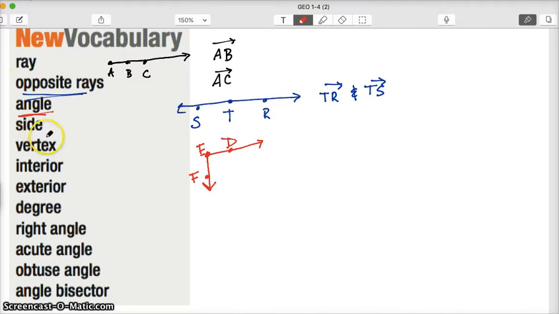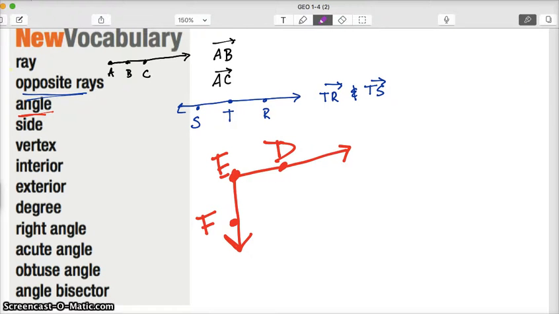And so now the next several terms are going to relate to this angle that we're going to look at. So let me make this a little bigger. Okay, so now let's talk about this first term. We've got the term side. So the sides of an angle would be the rays that make up the sides of the angle, right? So if I were going to talk about the sides of this particular angle, I would tell you that the sides of the angle would be ray ED and ray EF. Make sense? I hope so. All right, so rays ED and EF would be the sides of the angle.